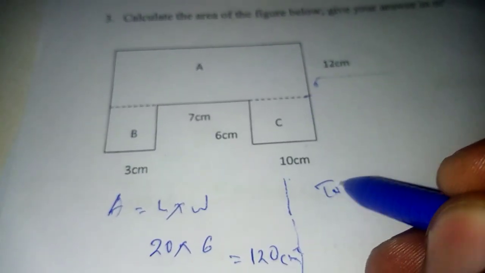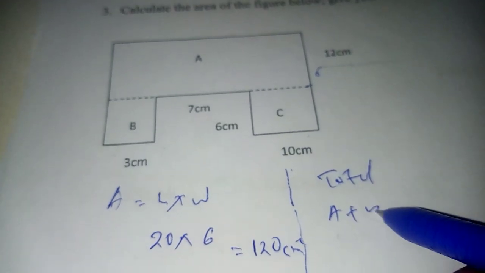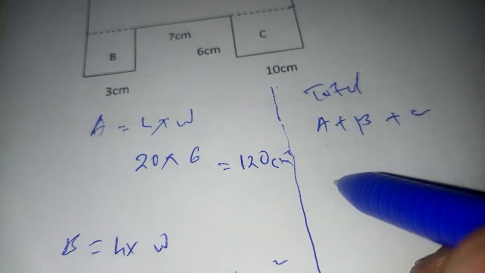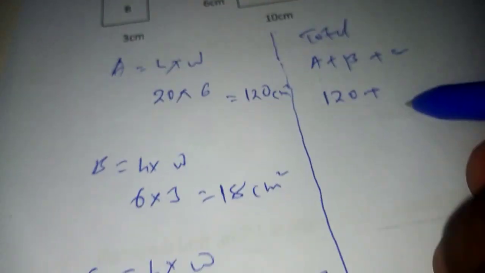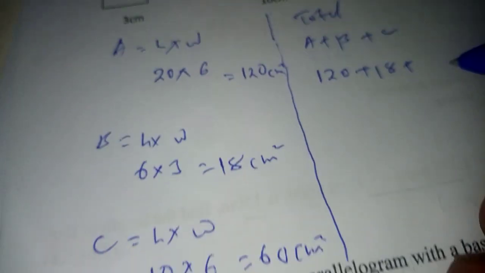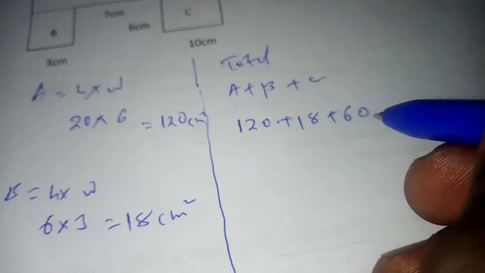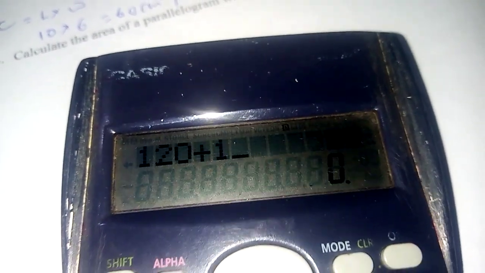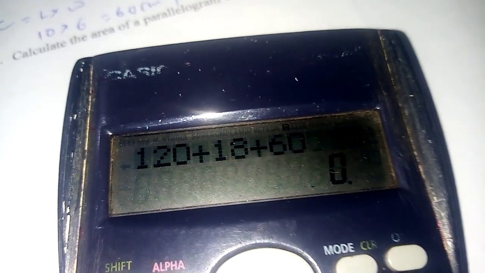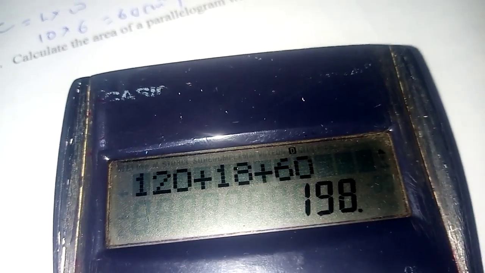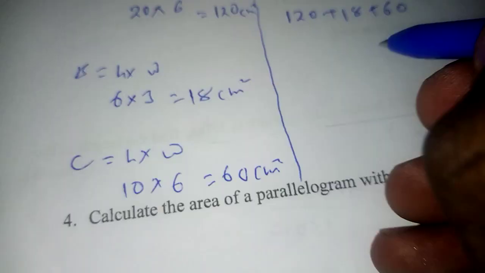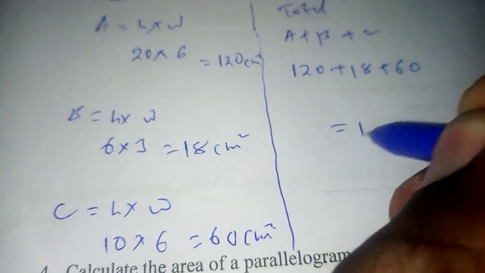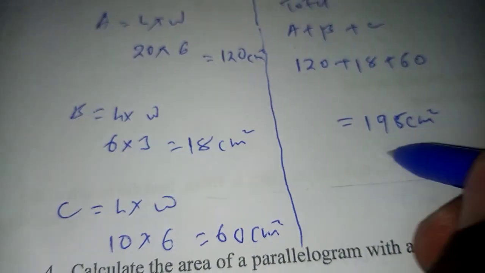So the total area is A plus B plus C. A is 120 plus 18 plus 60. So let's have it here: 120 plus 18 plus 60. We get 198 centimeters squared. So the total area here is 198 centimeters squared. And you are through with that.